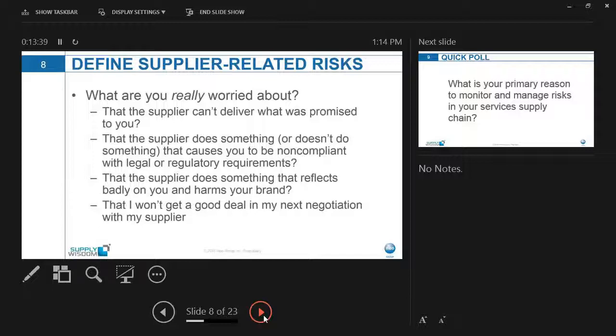And then another one that's much more tactical but certainly important to a lot of you is that I won't get a good deal in my next negotiation with my supplier. If I don't know what they're facing and what kind of situation they're in, I may not be able to get the best negotiation. I may not be asking the right questions, and I may get a deal that is suboptimal because there were pieces that I should have accounted for that I didn't in that negotiation.